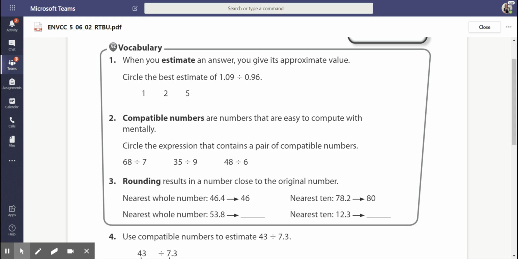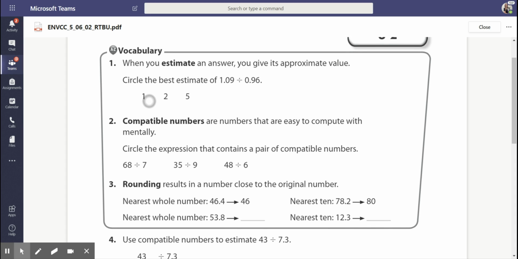Well, I know that 1 and 9/100 is pretty close to 1, and 96/100 is pretty close to 1, and 1 divided by 1 equals, you got it, 1.